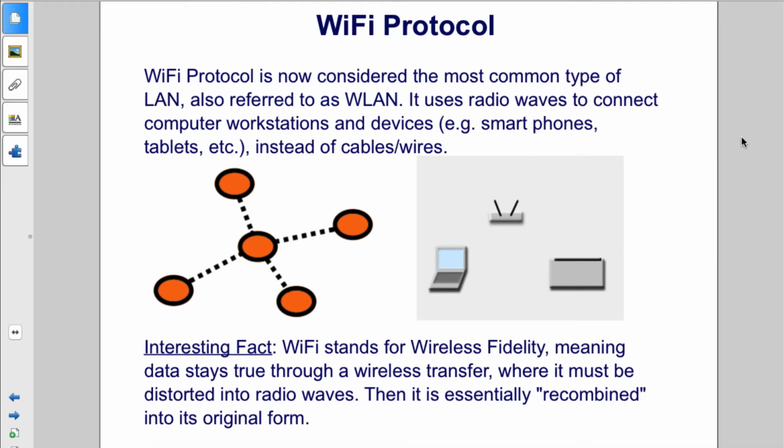It uses radio waves to connect computer workstations and devices, like smartphones, tablets, etc., instead of cables and wires. Interesting fact, Wi-Fi stands for wireless fidelity, meaning data stays true through a wireless transfer, where it must be distorted into radio waves. Then it is essentially recombined into its original form.